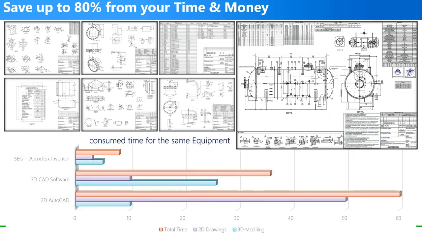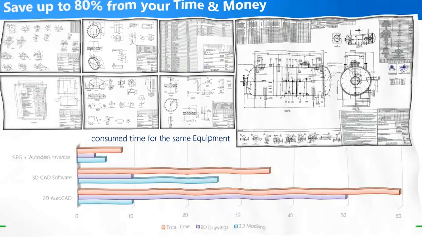In this comparison, you can see that by using AutoCAD, we consumed around 60 hours to create the 3D model and the detailed drawings of this equipment, all of those drawings. By using CAD software like Autodesk Inventor or SolidWorks, we consumed around 35 hours. By using SEG software, we consumed around 8 hours only. So you can see easily that you can save time and money.